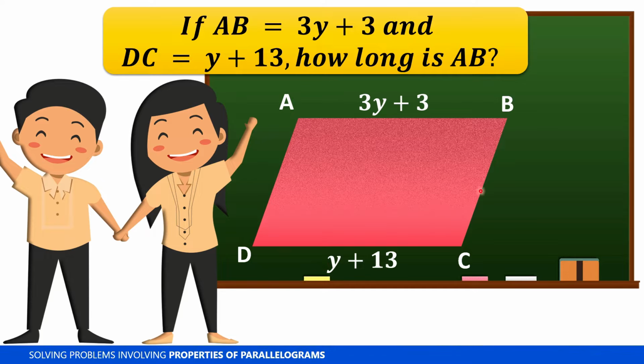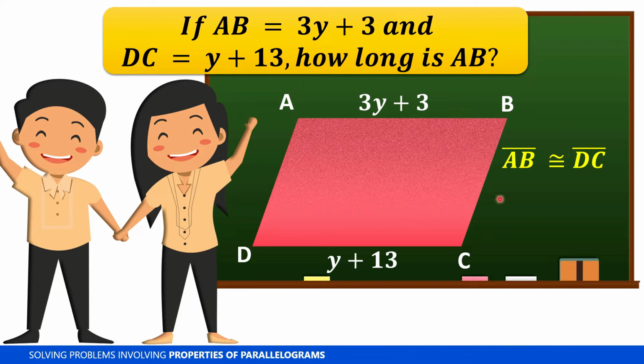If AB is equal to 3y plus 3 and DC is equal to y plus 13, how long is side AB? Our goal here is to determine the length of side AB. Now, what property of parallelogram are we going to use? Correct. In a parallelogram, again, opposite sides are congruent. Therefore, side AB is congruent to side DC.